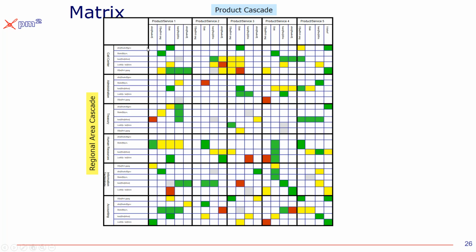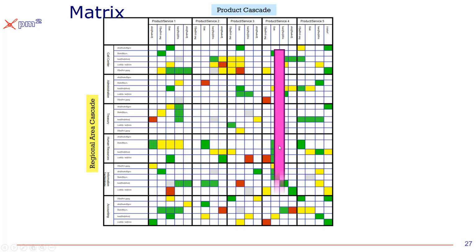So green means that the product group needs support from the regions and the region has that support. Yellow means it's not quite to the level that the product or region expect. And then finally red is a significant gap. And the gray illustrates either one-sided relationships or conflicts. So in this way, we can begin to surface whether the cascade is working correctly.